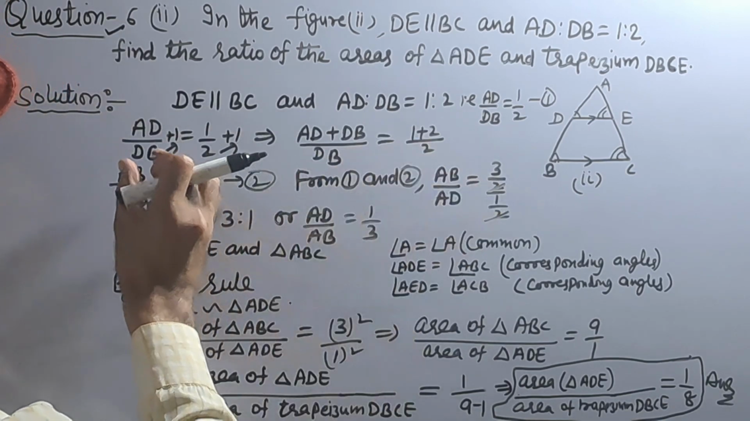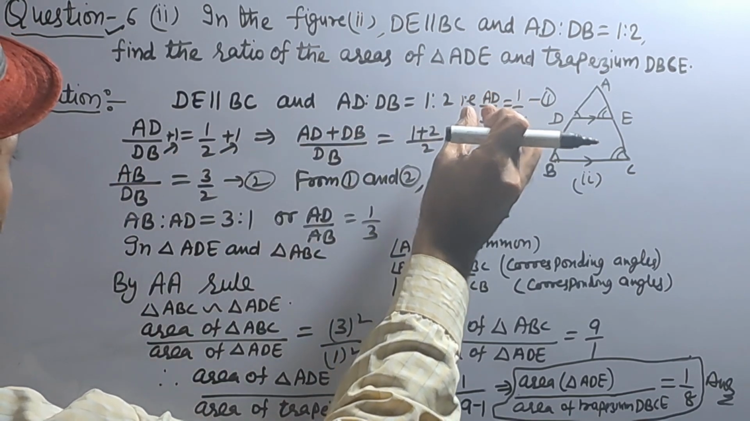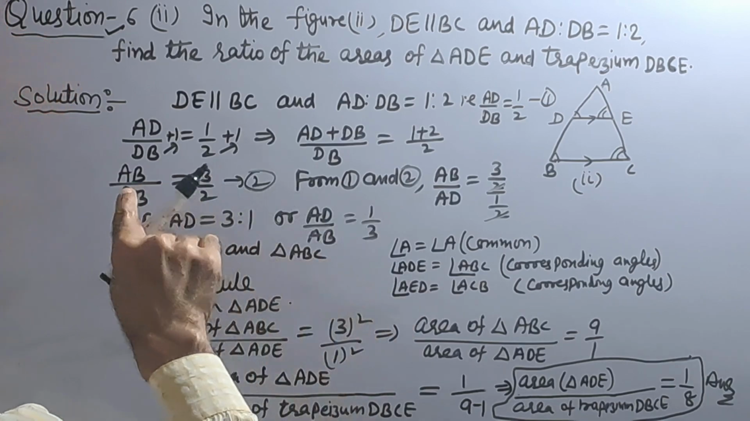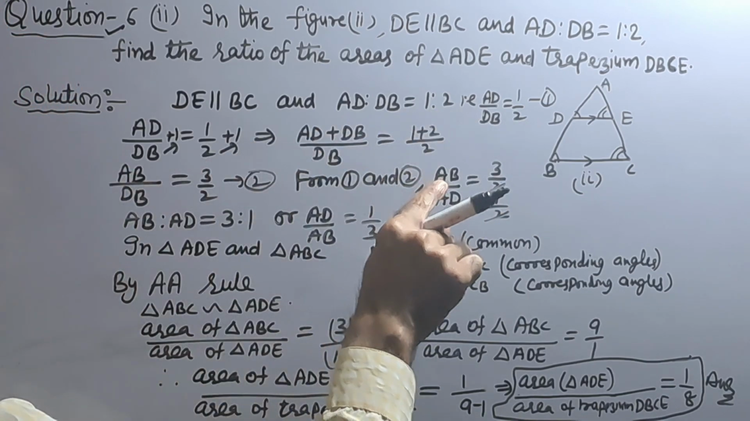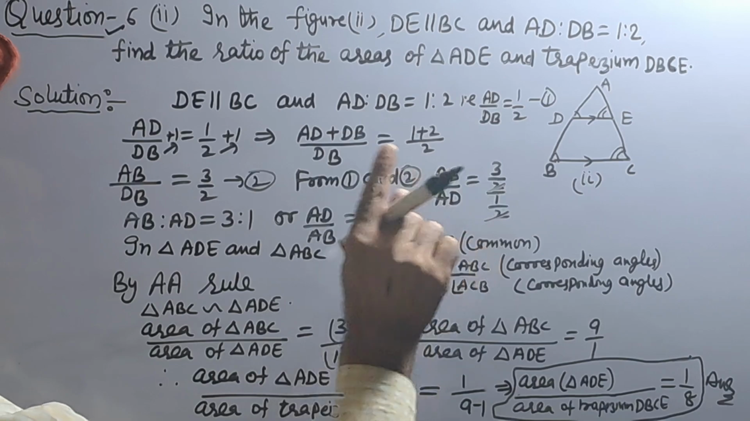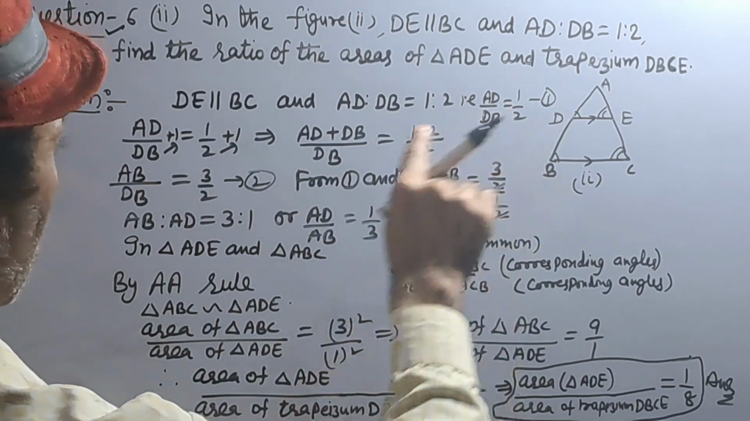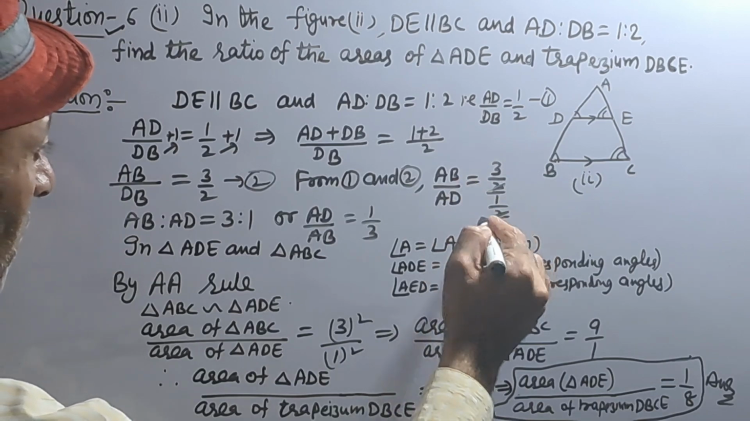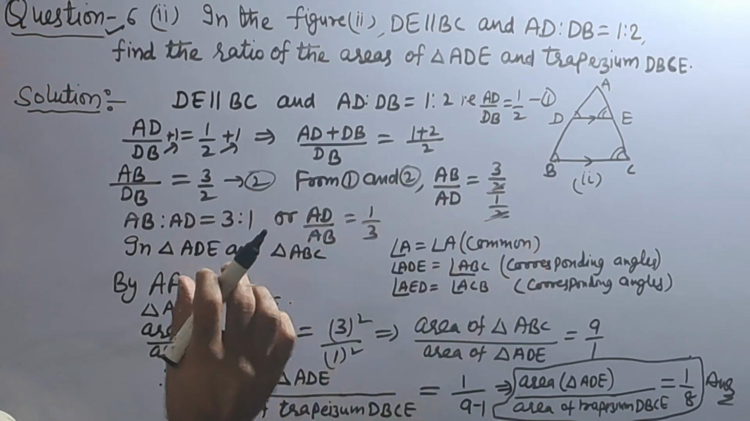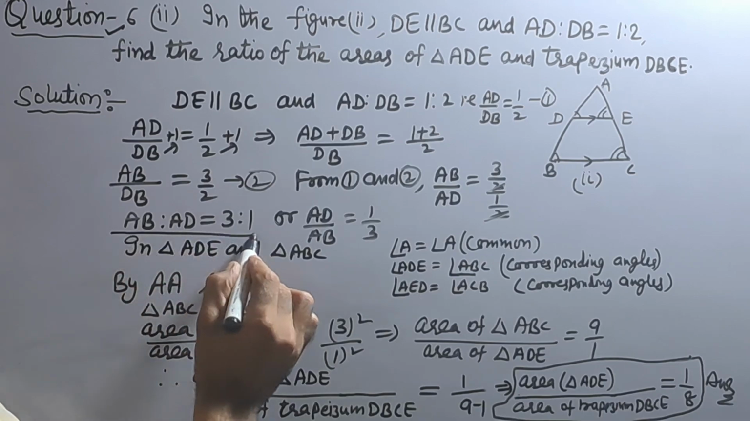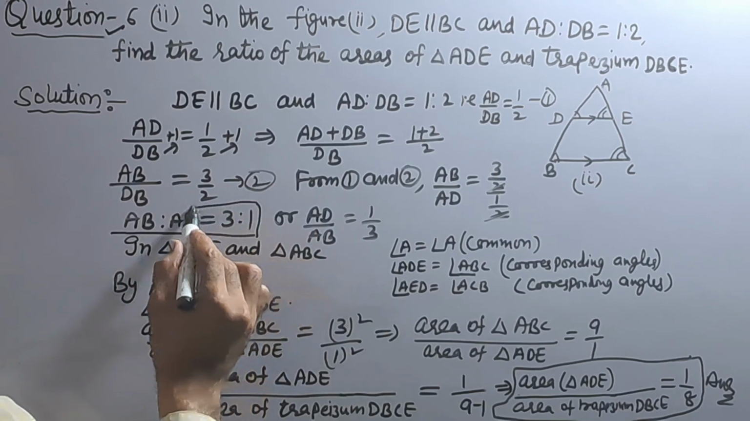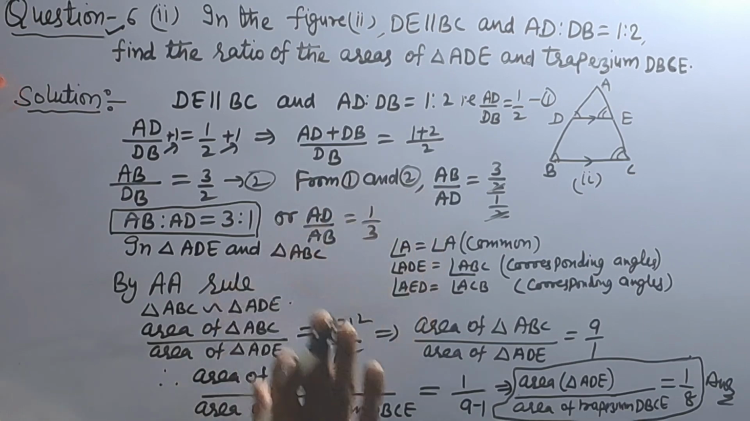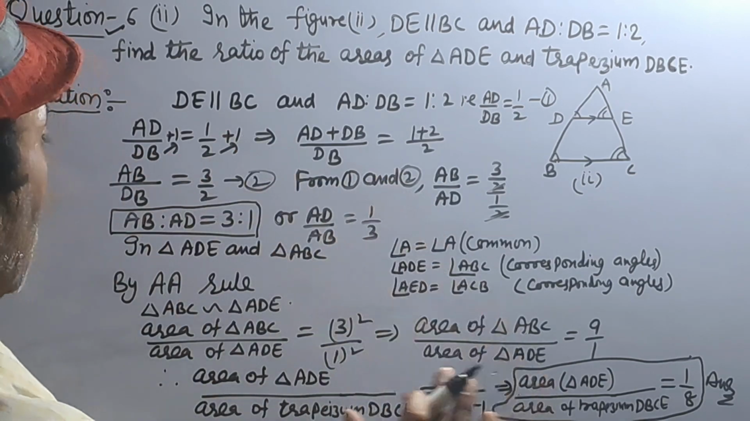We are solving equation first and second, dividing second by first. We get AB upon DB upon AD upon DB. DB is cancelled and we get AB upon AD, and 3/2 divided by 1/2, 2 is cancelled and we get 3/1. AB ratio AD is equal to 3:1, or AD upon AB is equal to 1:3, 1/3.